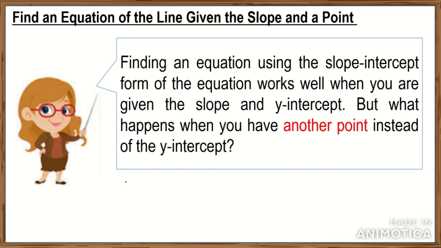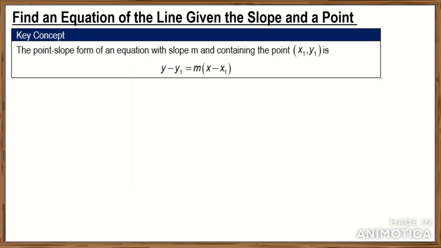Finding an equation using the slope-intercept form of the equation works well when you are given the slope and y-intercept. But what happens when you have another point instead of the y-intercept? The point-slope form of an equation with slope m and containing the point with coordinates x sub 1, y sub 1 is y minus y sub 1 equals m times quantity x minus x sub 1.